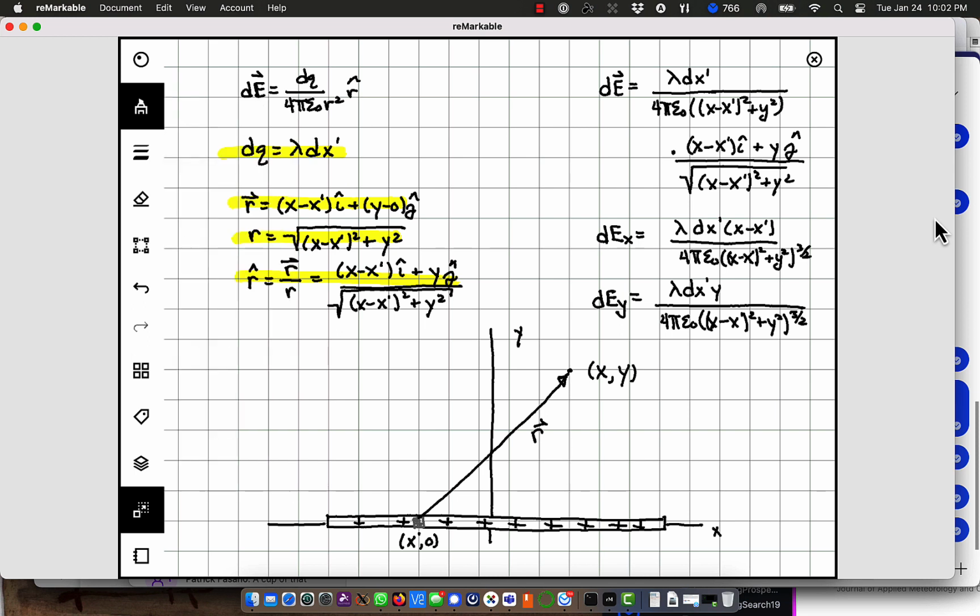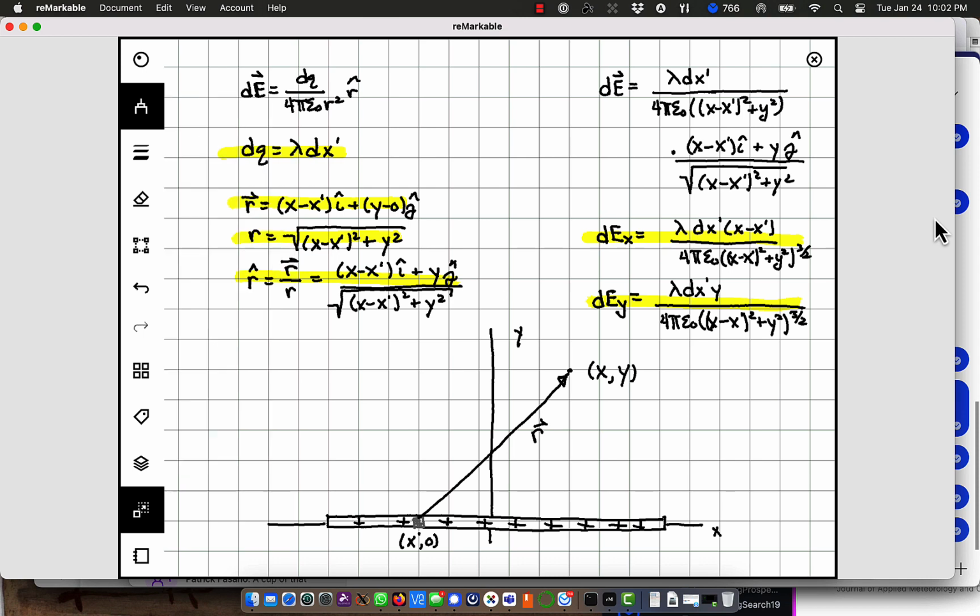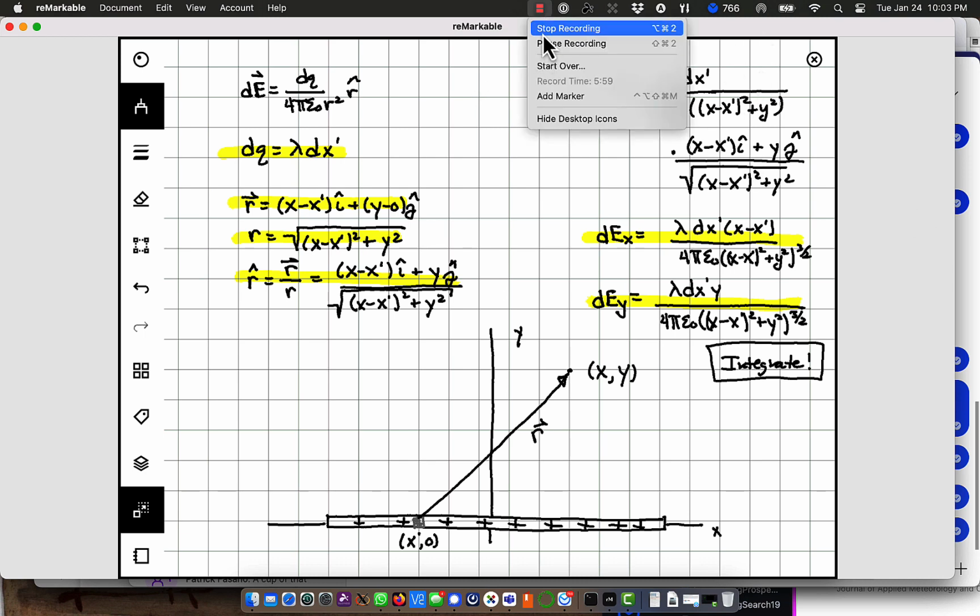And we'd have to integrate from the left side of the line to the right side of the line, whatever that is. Here it looks pretty symmetric, but it's whatever it is. And so here we have, let's highlight them, dEx and dEy. And we've highlighted them. And all that's left to do for this problem is integrate. And we'd use some tool for that. We wouldn't necessarily do that by hand. You have to integrate from the left to the right. Okay, that's a nice problem.